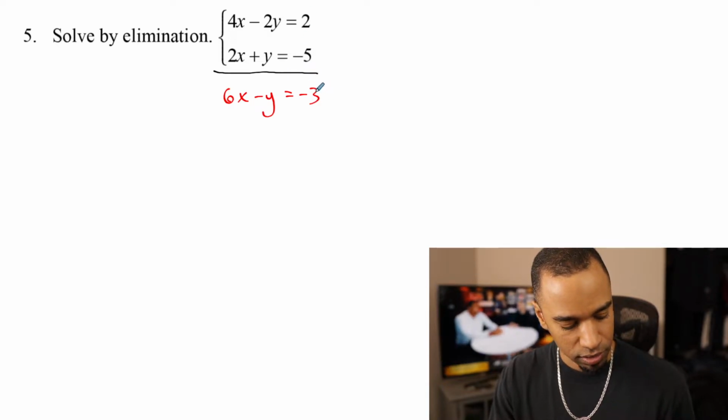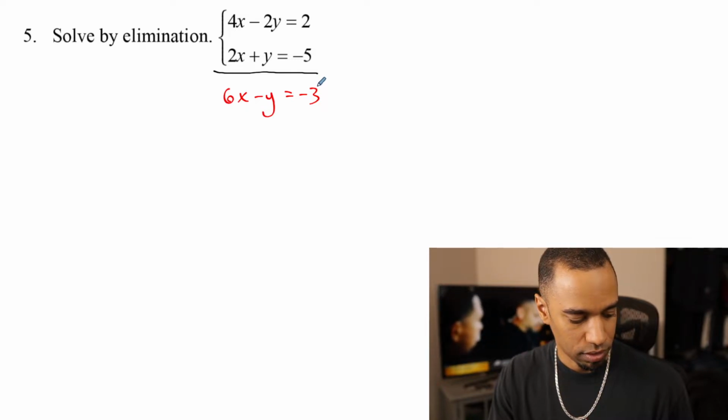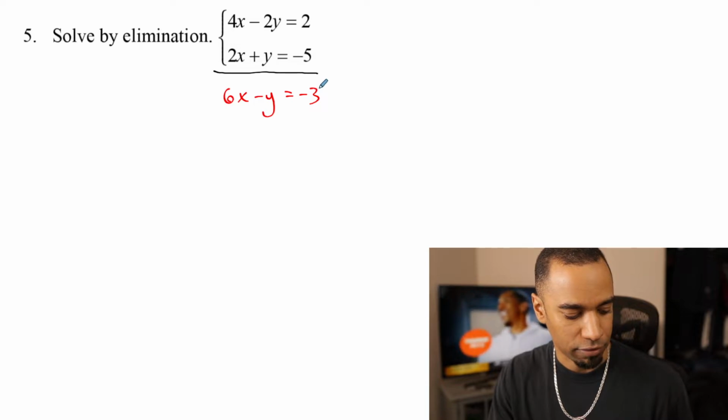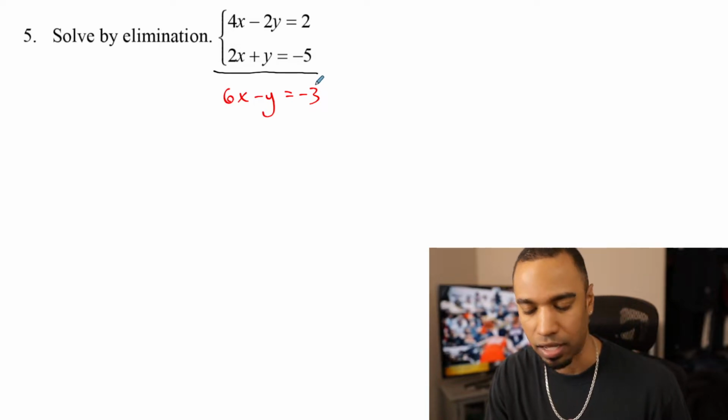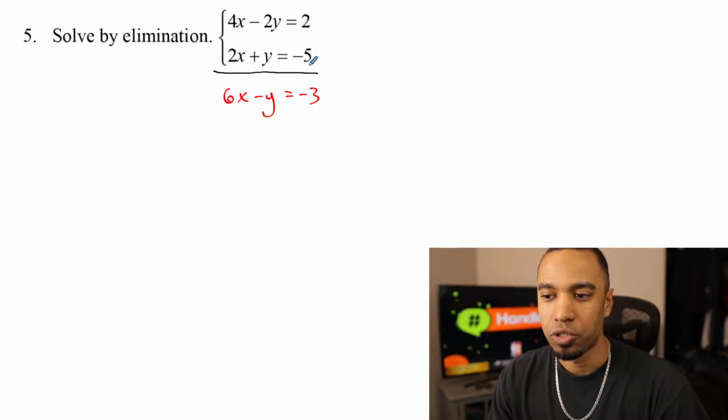Hold on one second here. Stopping math for a text. This is an immediate text thing I got to do. It's about Kobe. Okay, I get 6x minus y equals negative 3.